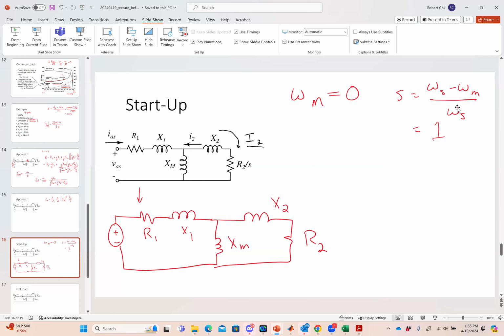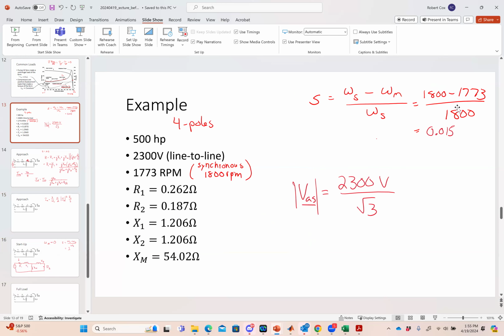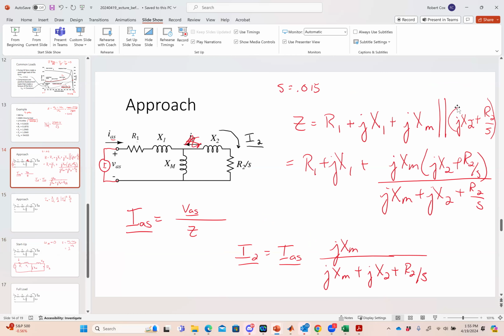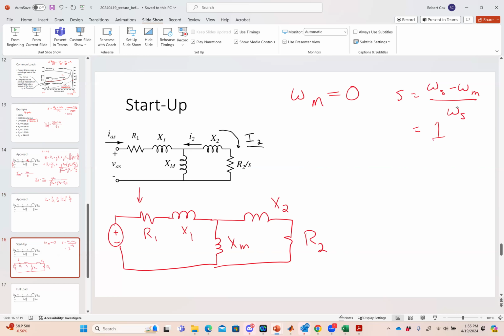So we look at the parameters. Let's take a look here real quick. All right, so what do we see? We see that XM is about 54 ohm. Everything else is on the order of 1 ohm or less. So what do you think is going to happen if I'm just looking at this circuit here? Yep, most of the current is going to flow this way.